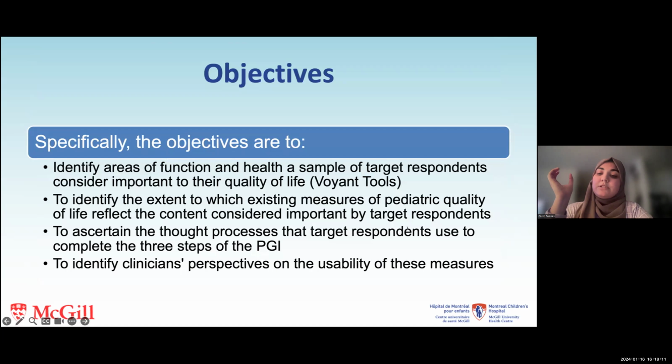Third, we're going to delve into the cognitive processes employed by the target respondents when completing the 3 steps of the PGI. And lastly, we're going to discern clinicians' perspectives regarding the usability of these measures in capturing the relevant aspects of pediatric quality of life as perceived by the target population.